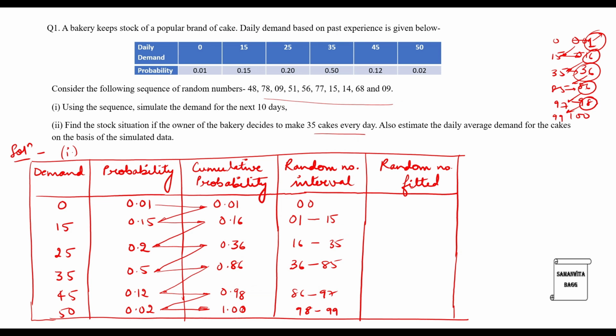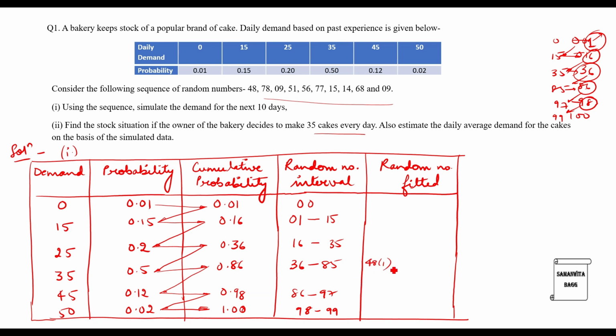So that is the logic behind multiplying with 100. Now I will start fitting these random numbers. The first value is 48. So 48 lies in this zone. So I will write here 48. Since this is the first number in the bracket, I'll write 1.